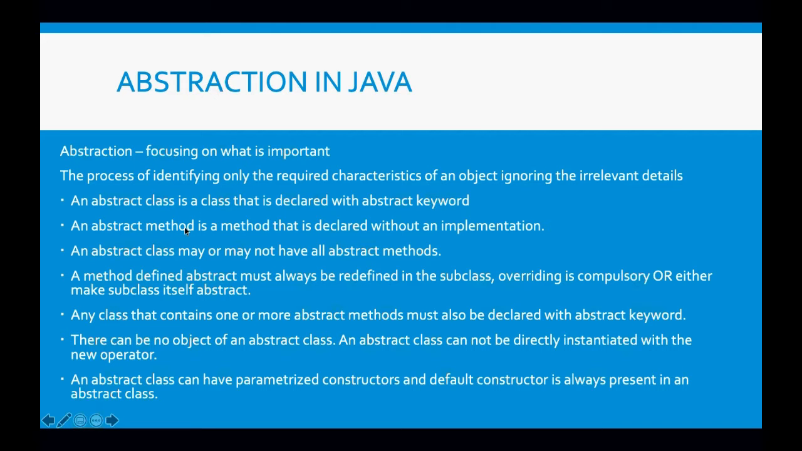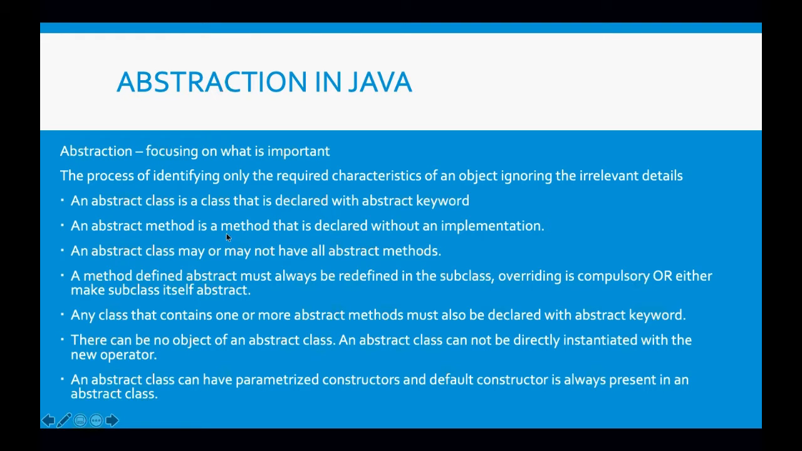An abstract method is a method that is declared without an implementation. So you just declare the method and you don't implement it. An abstract class may or may not have all abstract methods. So you can implement some methods, you can make some methods abstract. A method that is defined as abstract must always be redefined in the subclass.